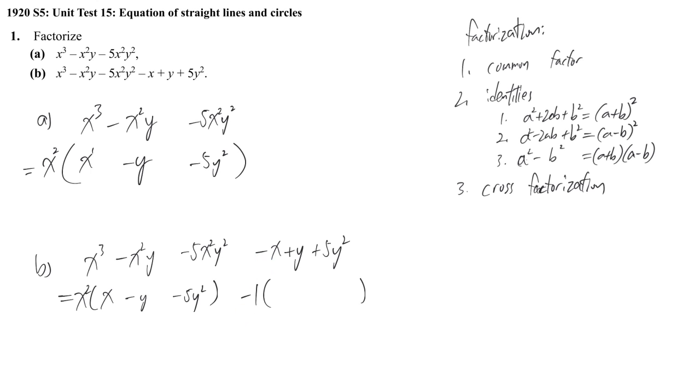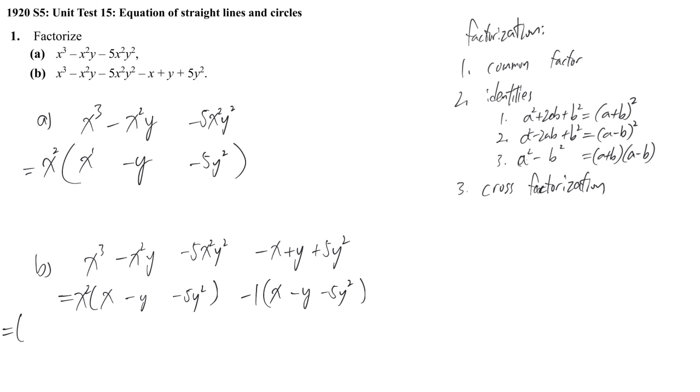Negative x divided by negative, positive x is left. Positive y divided by negative, negative y is left. And negative 5y squared. So now what is inside the bracket is exactly the same, so we consider this long bracket as something called a common factor. Then we can extract it. Just strictly follow the normal procedure.